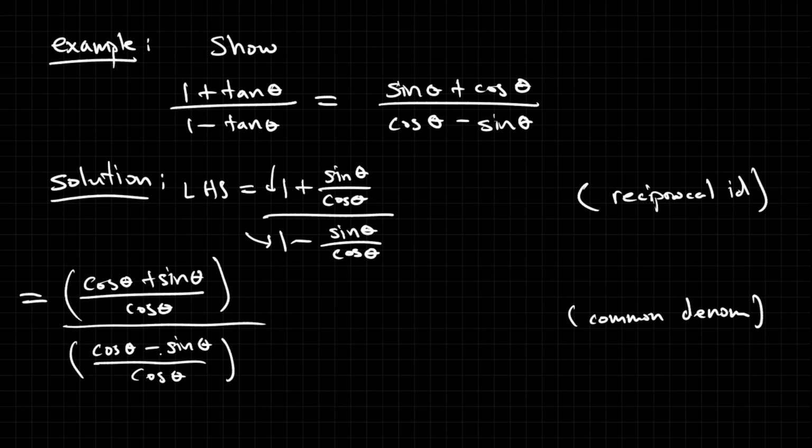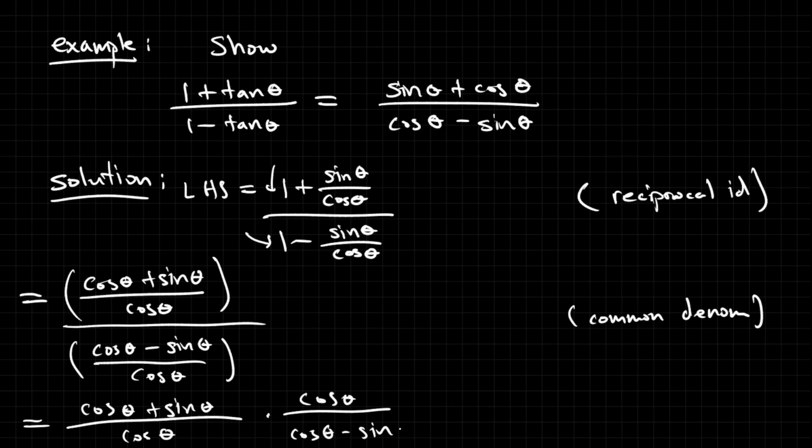All right, so now I have one fraction divided by another fraction. I can multiply by the reciprocal of the denominator to do this division. So cosine theta plus sine theta divided by cosine theta, times the reciprocal of the denominator, is cosine theta divided by cosine theta minus sine theta. And the cosines cancel, and I'm just left with the right-hand side. And I guess this would just be fraction division. Make sure we label our steps, and that's it.